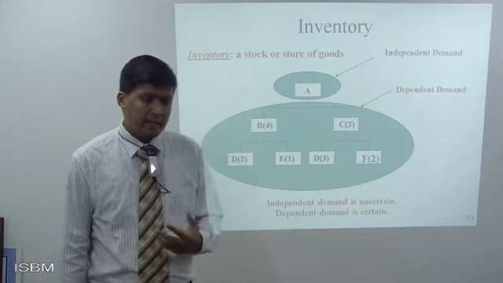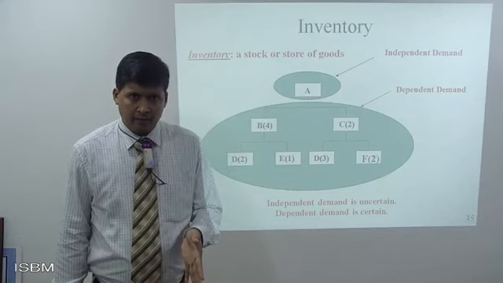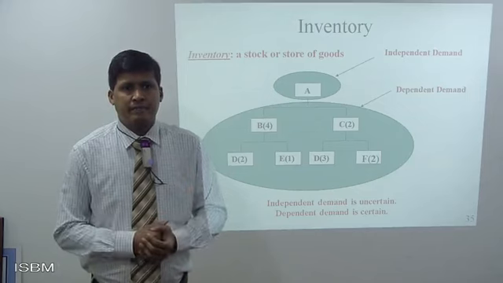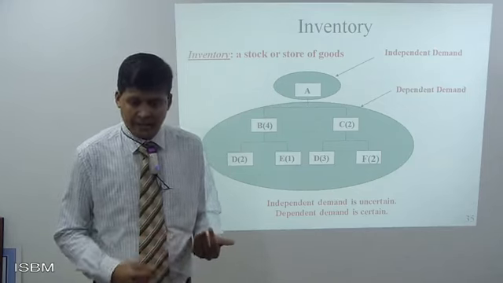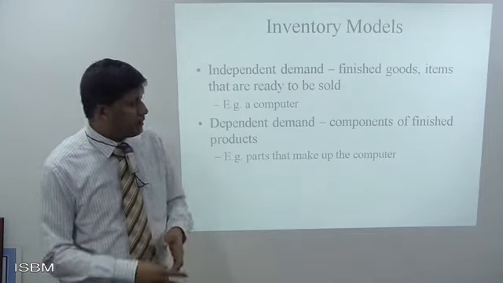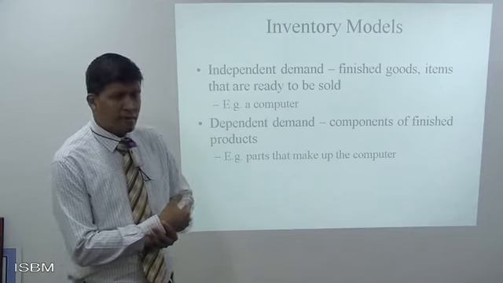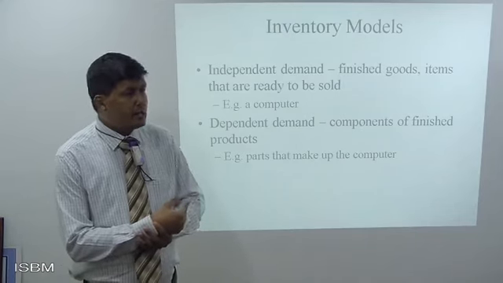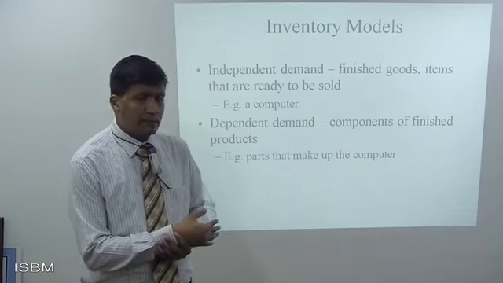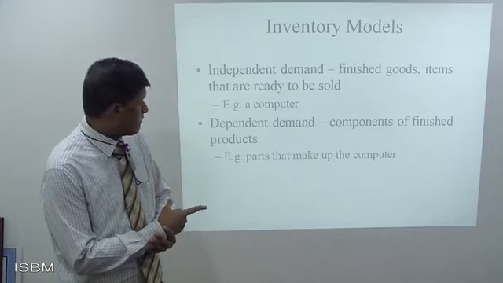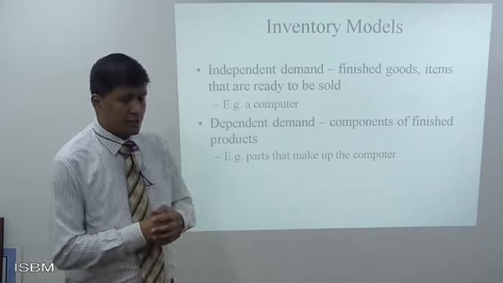For example, let's take discounting. If a discount is given, would the demand increase? Yes. How much to give is a call and a decision to be taken. One of the models was EOQ that we spoke about. So independent demand is the finished good items that are ready to be sold. Example, the computer. The dependent demand are the components of the finished products.